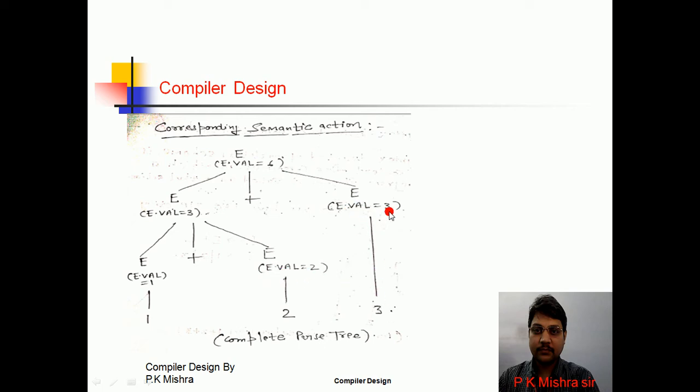E dot value equal to 3. Here 1 plus 2 is 3, so what is the value of this node? E dot value equal to 3. What is the value of this node? 3. 3 plus 3 is 6. So what is the value of this node? E dot value equal to 6.